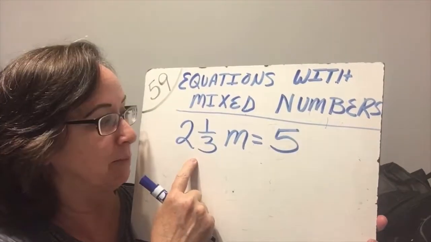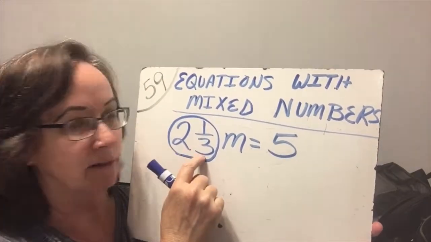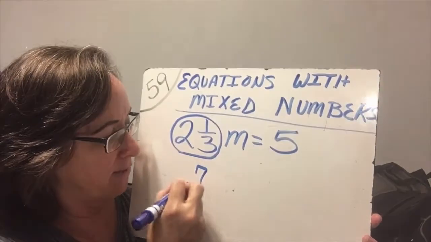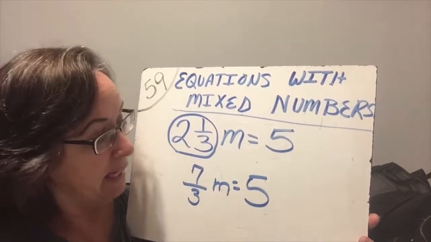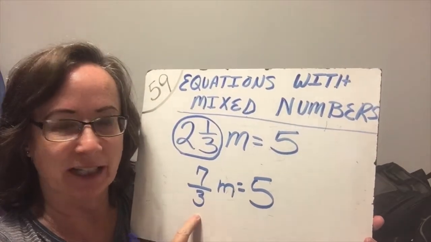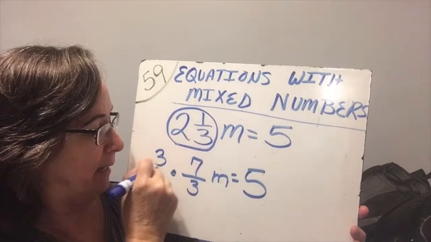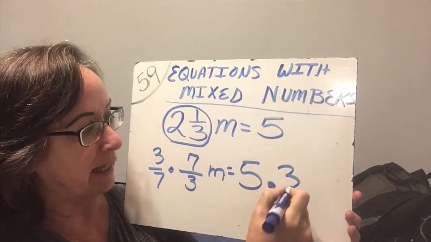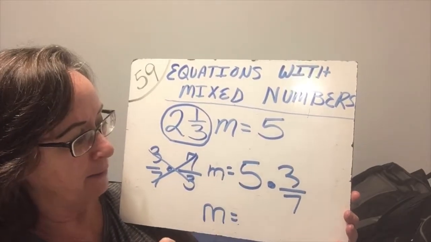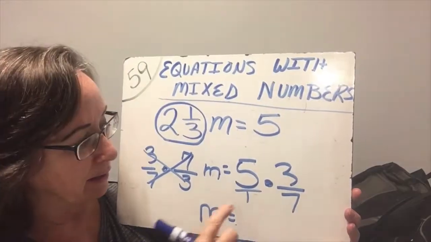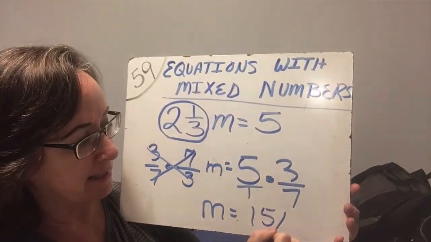So the very first step would be to take this 2 1/3 and turn it into 2 times 3 is 6 plus 1 is 7. 7/3 m equals 5. Okay, but to get rid of a fraction, I can multiply by its reciprocal. So I'm going to multiply by 3 over 7, but I must also do the same thing on the other side. This cancels out. I have my m all by itself. And remember, I can always put a 1 underneath the 5. And then nothing cancels, so I have 15 over 7.